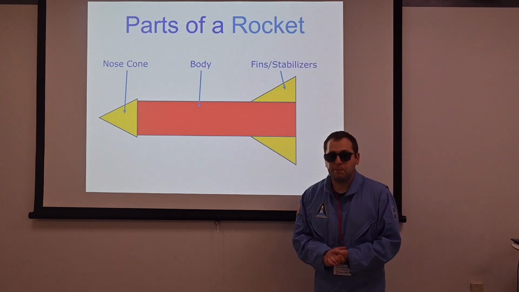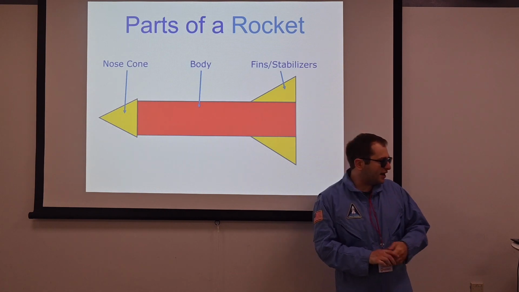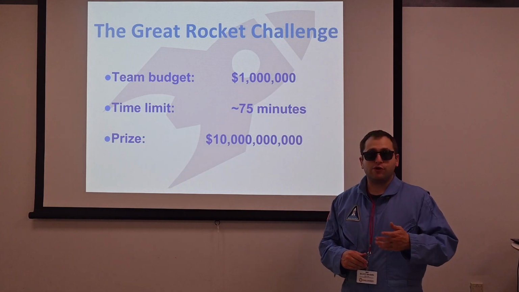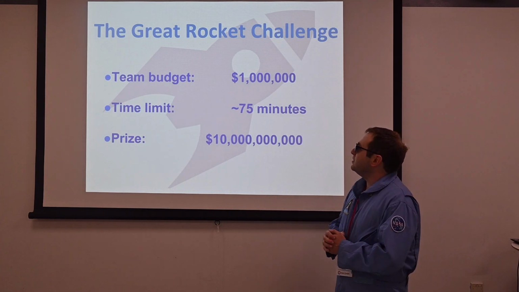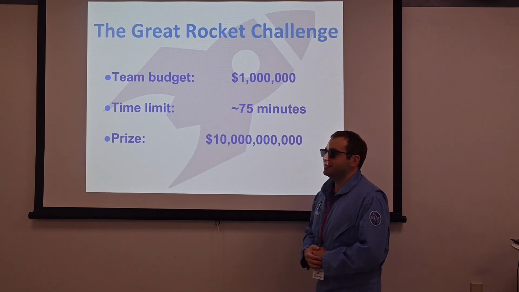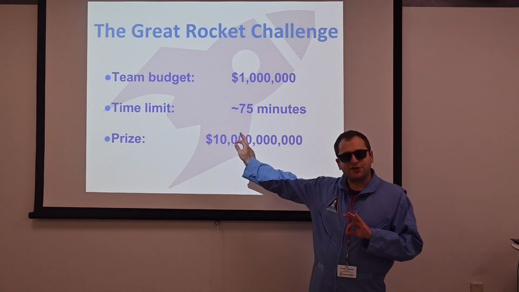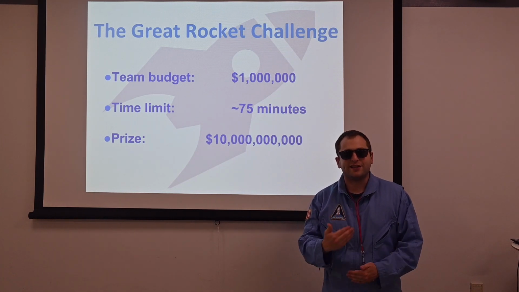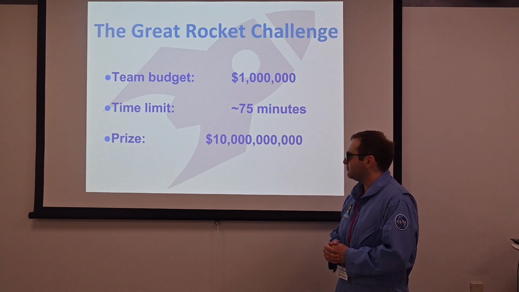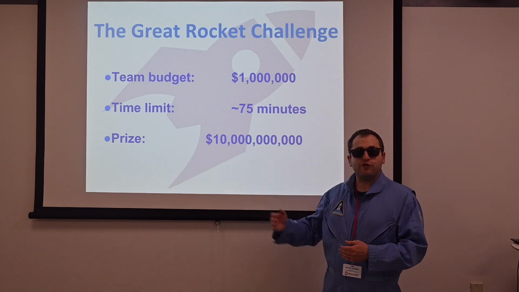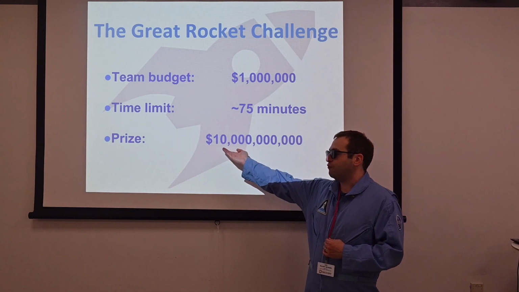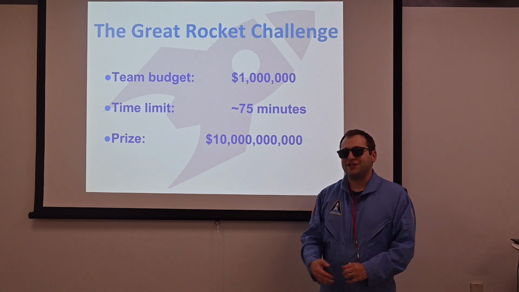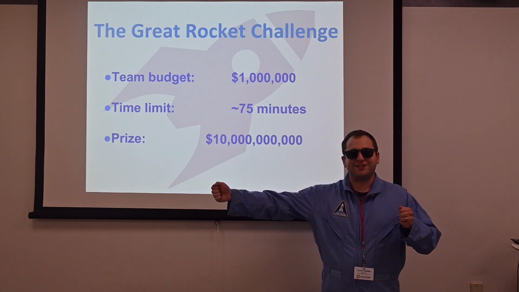So those are the basic parts of the rocket that you're going to build today. So you all are going to work in teams. Each team has a budget of $1 million. You're going to have a certain amount of time to build, and your instructors are going to give you warnings as they count down how much time you have left. The prize for the winning team is a launch contract for $10 billion, and the winning team will receive a giant check made out to $10 billion.